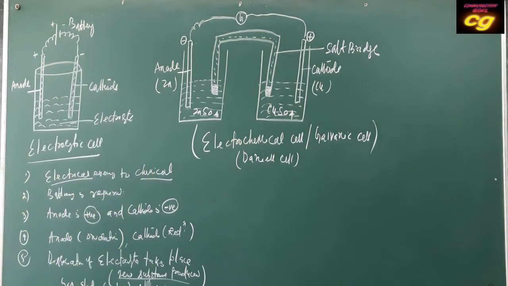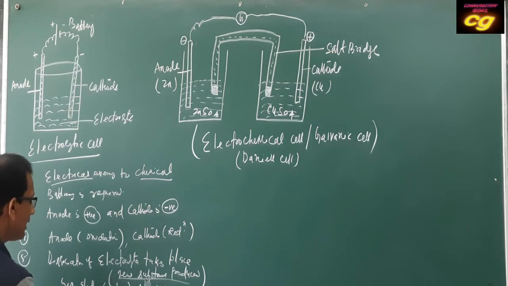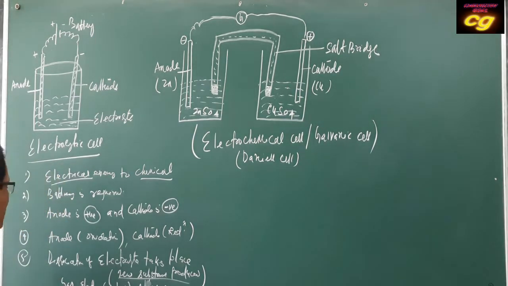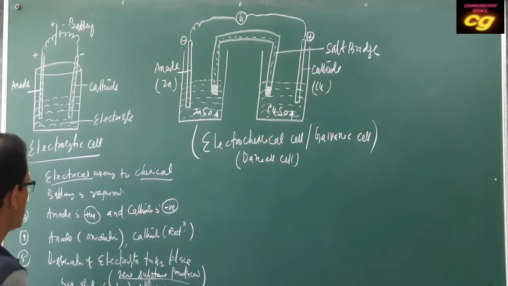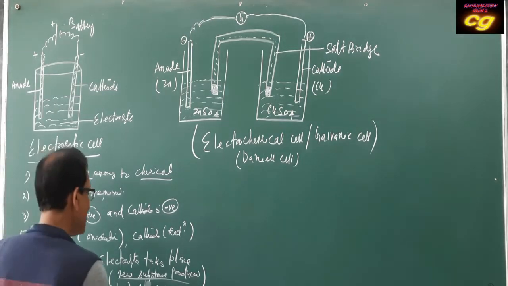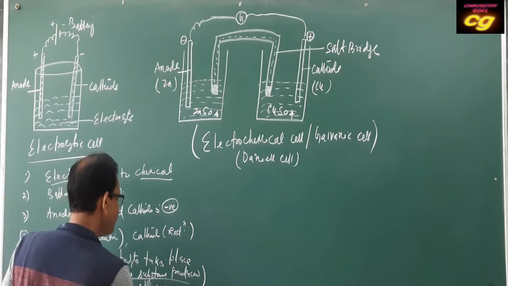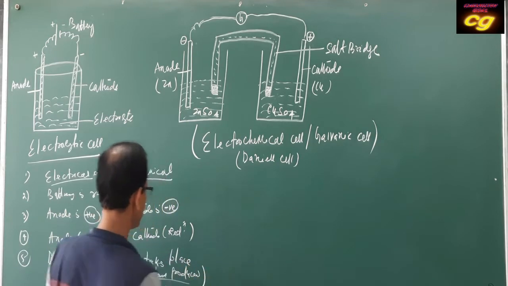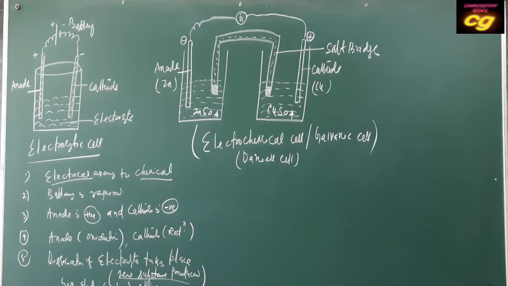But generally it is observed that metal is always deposited at the cathode. Metal is produced at the cathode and non-metal is generally produced at the anode. Some definitions are there. We will discuss later the products of electrolysis. So this is called an electrolytic cell.